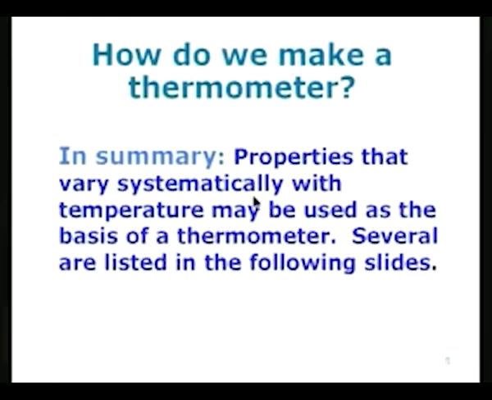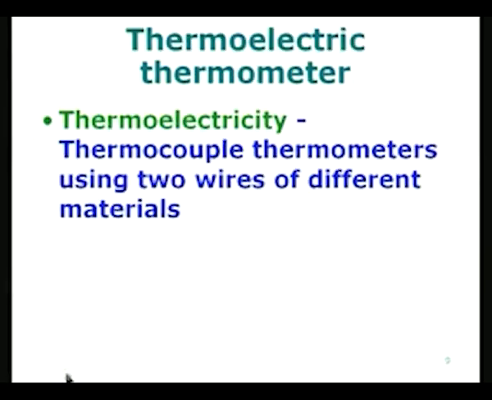And in summary, by looking at what we have discussed in the last 1 hour, we can immediately say that properties that vary systematically, in fact, that is how we started the whole thing, properties that vary systematically with temperature may be used as the basis for any thermometer. And in fact, several are going to be listed below, and we will look at one by one in the order of their importance, order of their applicability, and the order in which they are found to be used in practice. More often you find thermoelectric thermometers used, and therefore, I have taken that as the number 1.